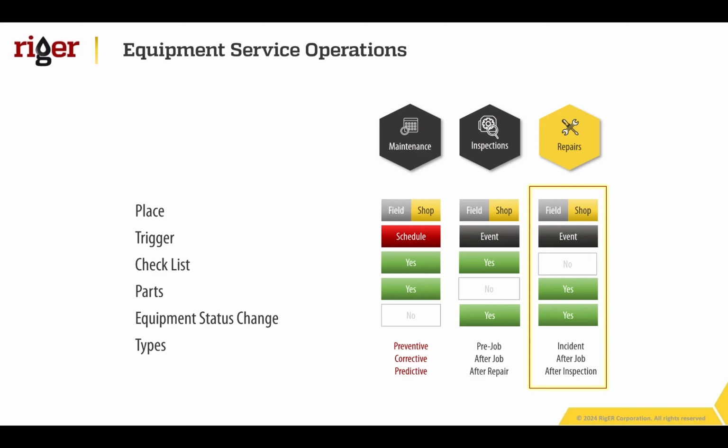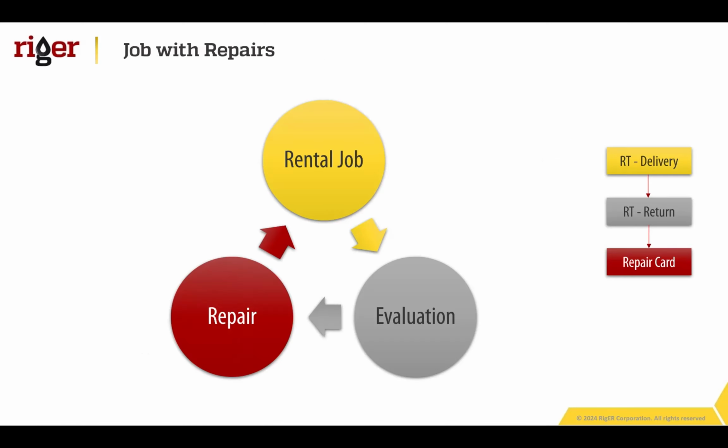And we will consider today several types of repairs. We will review several types of repairs, and there are several complexity levels of oilfield jobs in RigER. So the simple job, when we have a rental job, we have evaluation in the rental ticket return. This is the post-job repairs, and it's a very simple queue of documents. When we have a delivery ticket, we have the rental ticket return, and then generating a repair card.